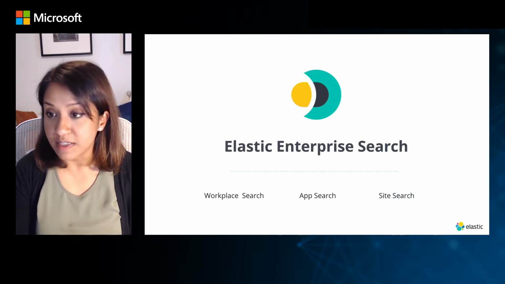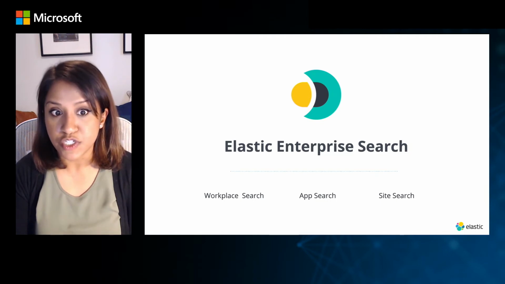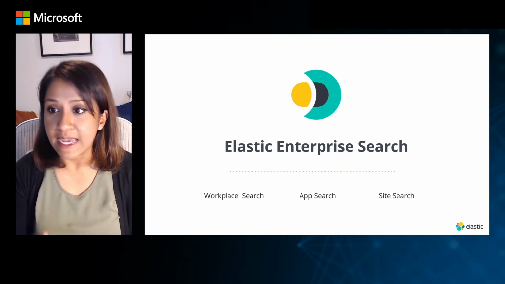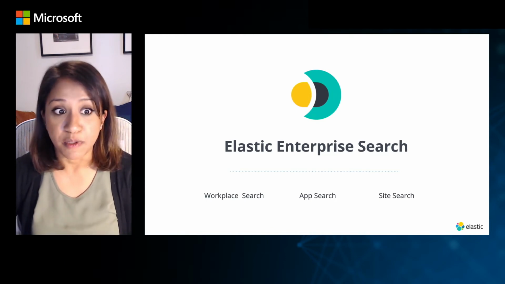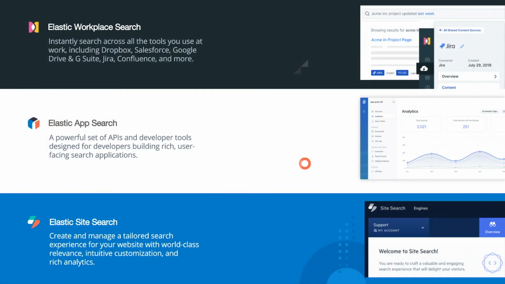It's a web crawler that allows you to bring search to your public website and integrate a search box if you don't have one and be up and running in a couple of minutes. So again, workplace search allows you to search across all of your content sources in one unified experience. App search allows you to build a search experience on top of your own data, and site search allows you to integrate search into your website.